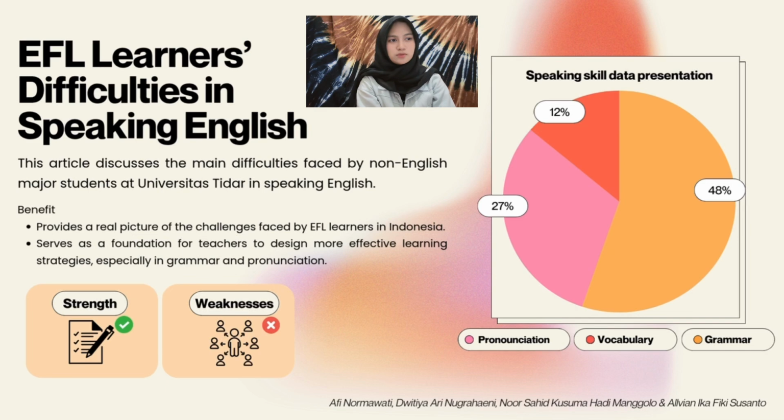Okay, let's jump into the first article, which talks about EFL learners' difficulties in speaking English. This article explores the main difficulties faced by non-English major students at University of Tidar in speaking English. As we can see from the data here, the researchers conducted surveys and analyzed speaking performance and found that grammar errors were the most common problem, followed by pronunciation and vocabulary issues.